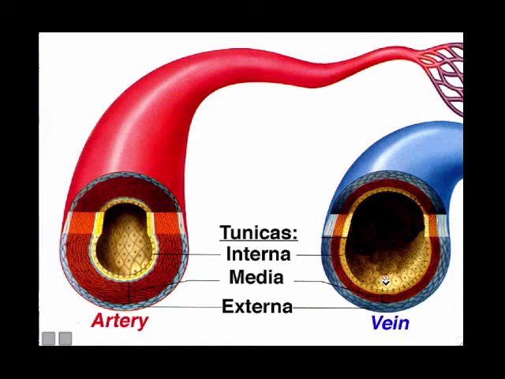Moving outward, we get into this layer that looks kind of red colored both here in the artery and in the vein. That's called the tunica media, and it's smooth muscle.